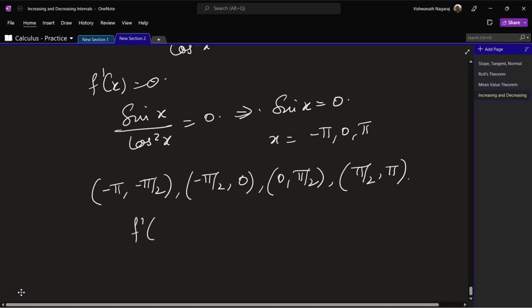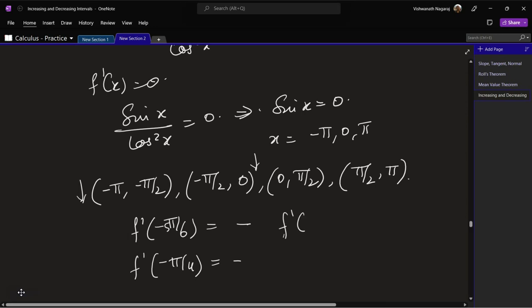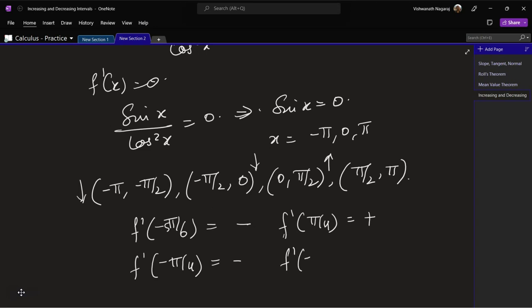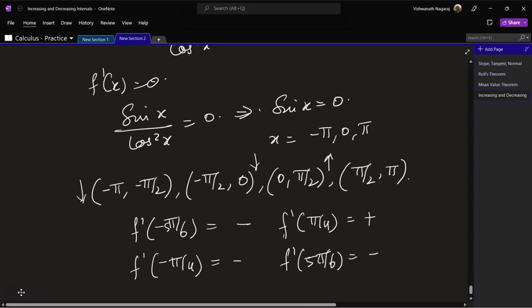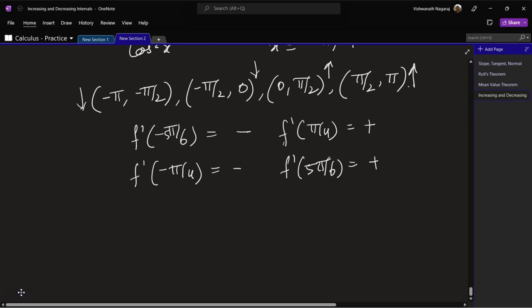F prime of something between minus pi and minus pi by 2, so let's say minus pi by 6, is going to be negative. So that means this is descending. F prime of minus pi by 4 is going to be negative again. So this is going to be descending. F prime of pi by 4 is positive. So this is ascending. F prime of 5 pi by 6 is positive. So this is going to be increasing. So the nature will be decreasing, decreasing, increasing, increasing. So that is our 16th problem.